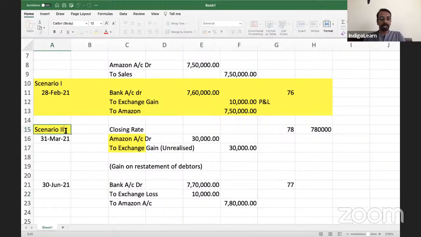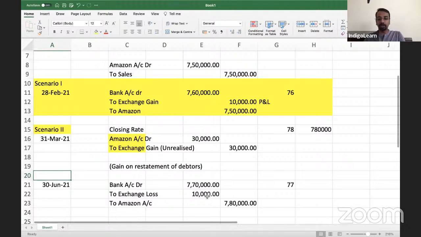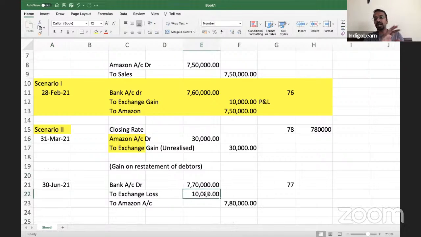Okay. And here in the year 21-22, you will recognize a gain of 10,000. This is the underlying fundamental principle of this accounting standard. All the monetary items have to be restated on the balance sheet date. That is one thing you need to remember. And you will apply the closing rate for monetary items. That is the second thing you need to remember.